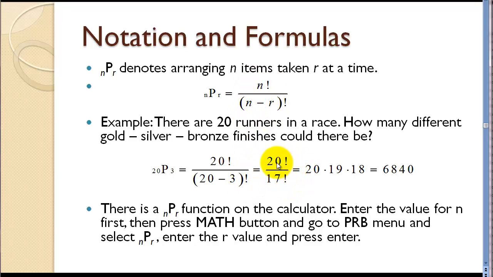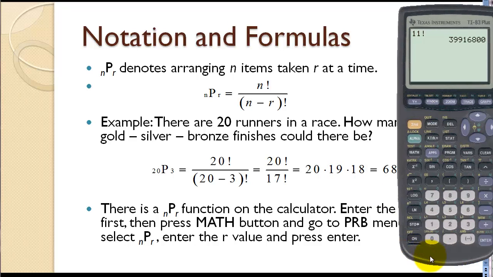Now we would have 20 on down to 1, and this would be 17 on down to 1. So every number from 17 all the way down to 1 cancels out, so we're left with this. This looks very familiar to that multiplication counting property that we used in the previous tutorial.